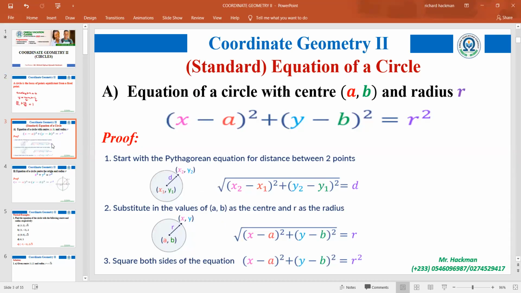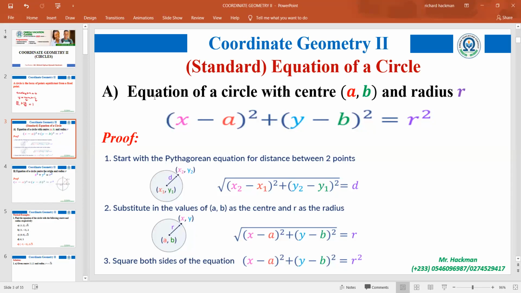You can see the equation of a circle, however, I've put in brackets "standard". It means these are the standard equations that you have to be very conversant with. We have another one which we call the general equation. So that when I mention standard equation, you know exactly what I'm talking about, and if I mention general equation, you know the type of equation I'm referring to. For the standard equation, you have one. This is the general standard equation.